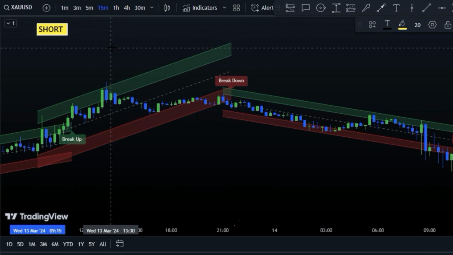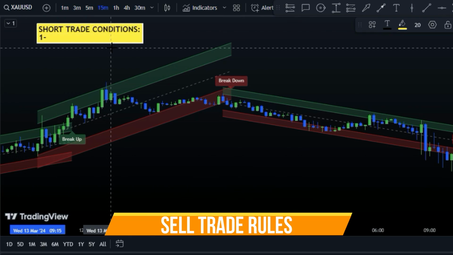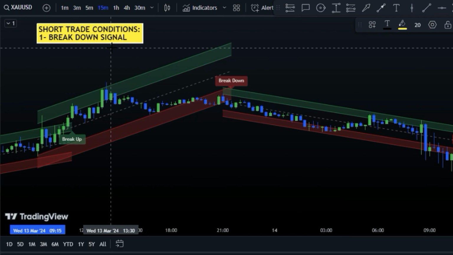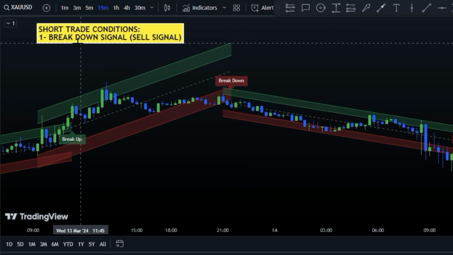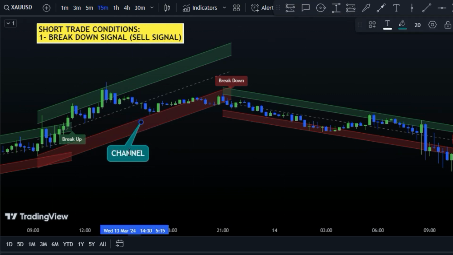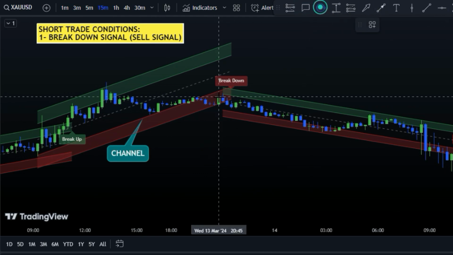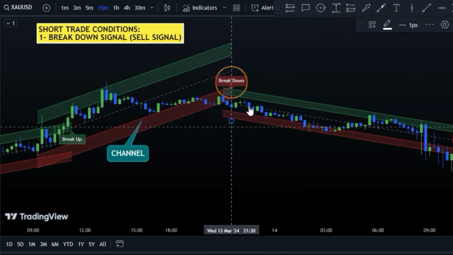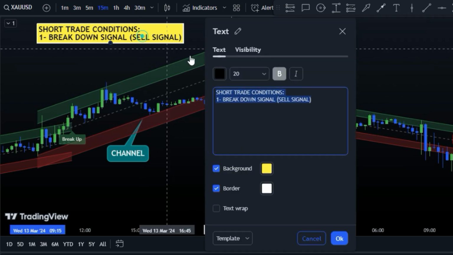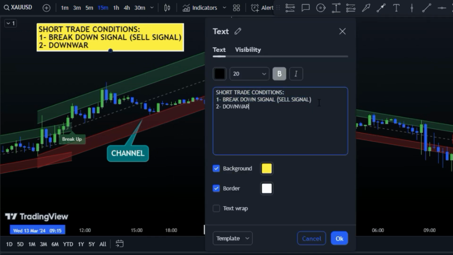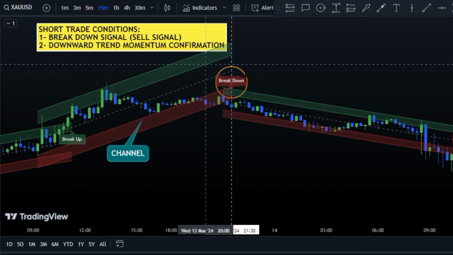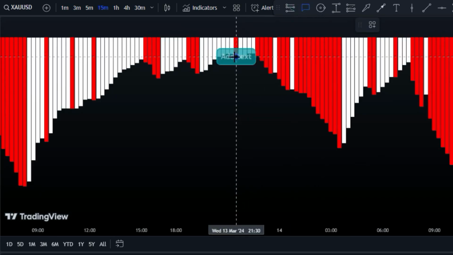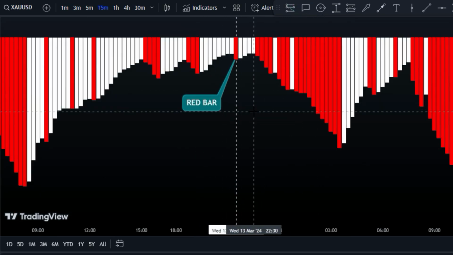Now it's time to talk about when to sell. Look for the price to drop below the channel, signaling a potential sell opportunity. But hold your horses. We need confirmation from the MACD Reloaded indicator first. If it shows a red histogram bar, that's our cue for a downtrend momentum, and it's time to pounce.